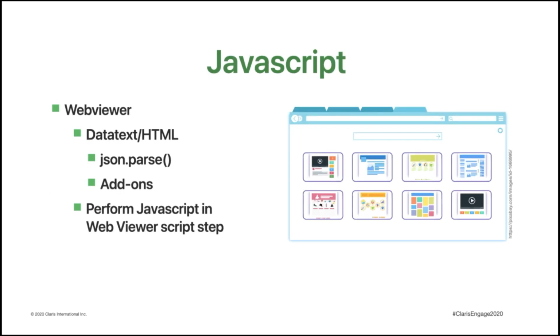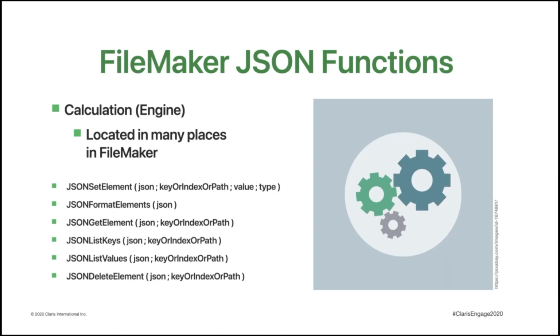The next category is JavaScript in a web viewer, which JSON is a subset of that language. There can be code put into a website as HTML, and within that there can be JavaScript. This is particularly useful for FileMaker add-ons, and there is also a script step, Perform JavaScript in Web Viewer, which will perform JavaScript, one of whose functions is JSON.parse.